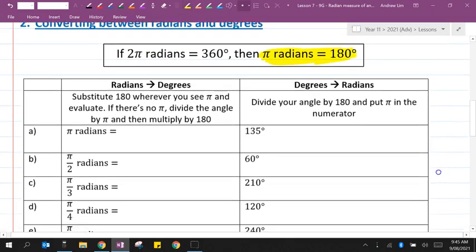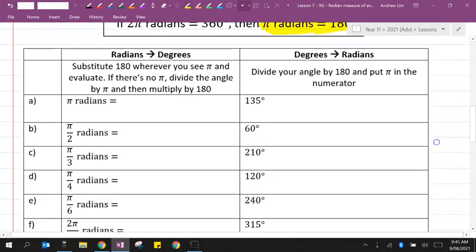It's useful for converting between radians and degrees. If we want to convert radians to degrees, substitute 180 degrees wherever you see pi, and then evaluate it. That's the easiest method. However, if there's no pi, then divide the angle by pi, and then multiply by 180. That second sentence actually works in substitution for the first one. It's just that the first one's probably easier to do.